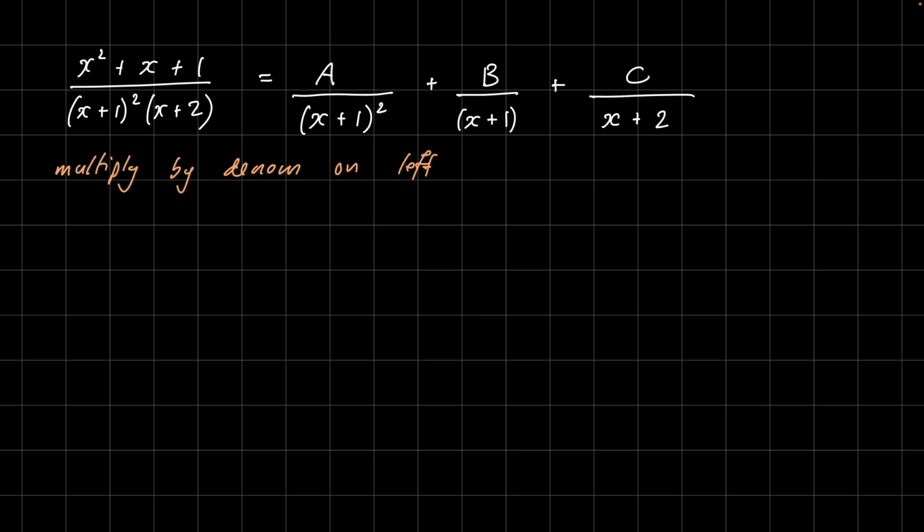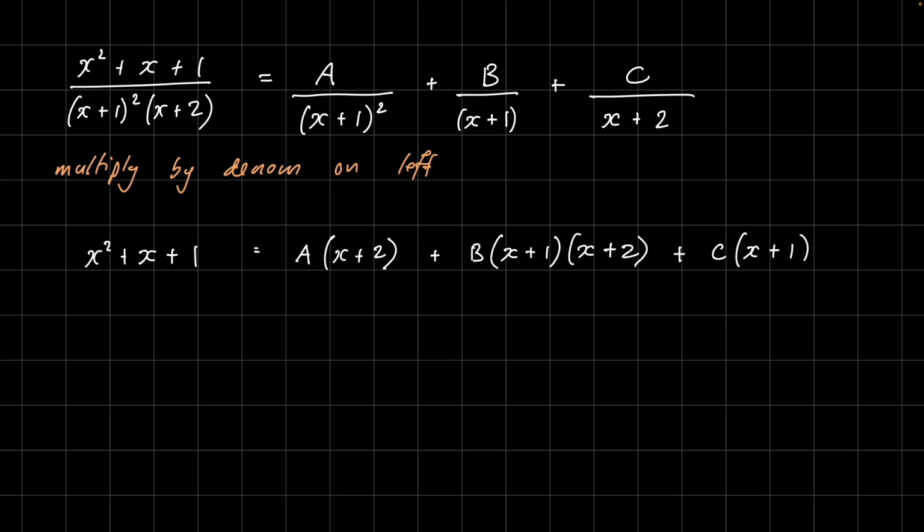So it's multiplying through by basically (x+1)² times (x+2). And what that gives me is, well, obviously on the left it just goes away. x² + x + 1 is equal to A. Now, the (x+1)² will cancel, so it'll be A times the other piece, (x+2), plus B times, or one of the (x+1)² will cancel here, (x+1)(x+2). And then for the C, well, the (x+2) is going to cancel, and we'll be left with (x+1)².